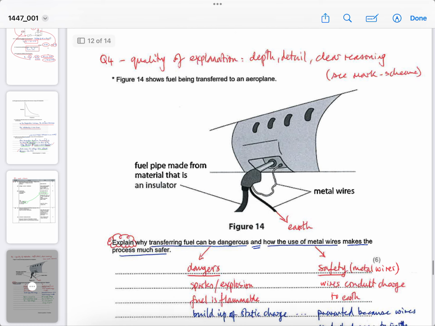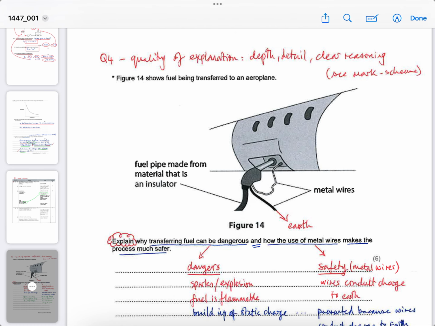And here is a question which will only come in paper 2 in Edexcel IGCSE. So if you're watching this video and you're doing double science, this will not come in your exam. It only comes in the physics IGCSE, the separate physics. And it's a question which is based on the quality of your explanation, and it requires depth, detail, and clear reasoning. And we'll have a look at the mark scheme afterwards.